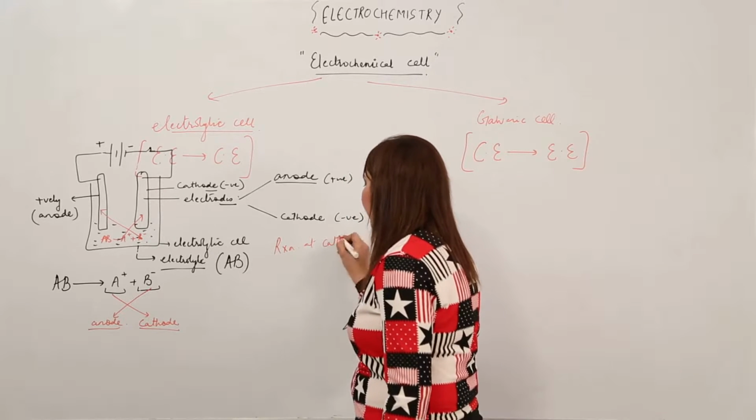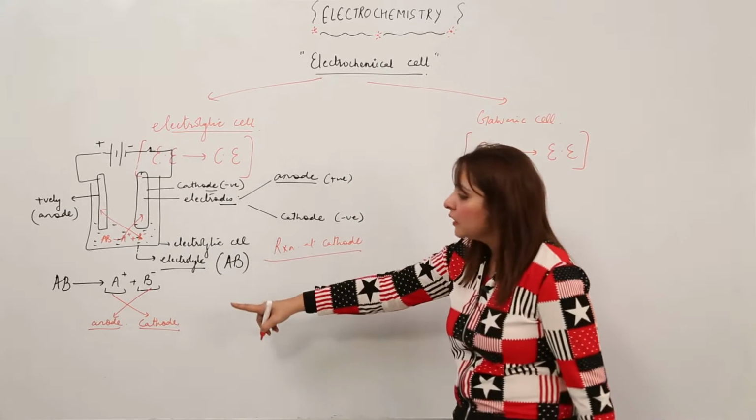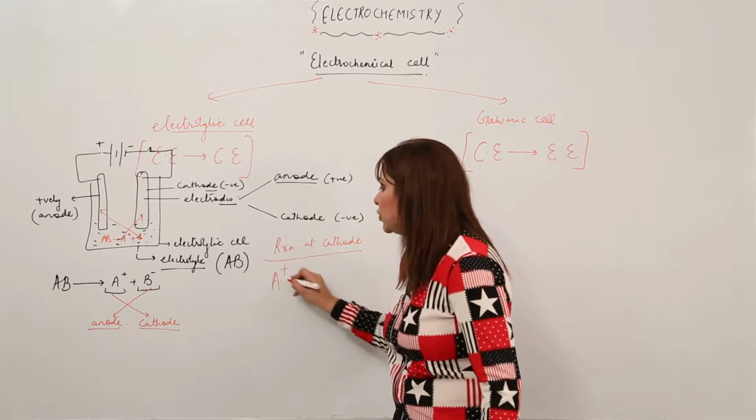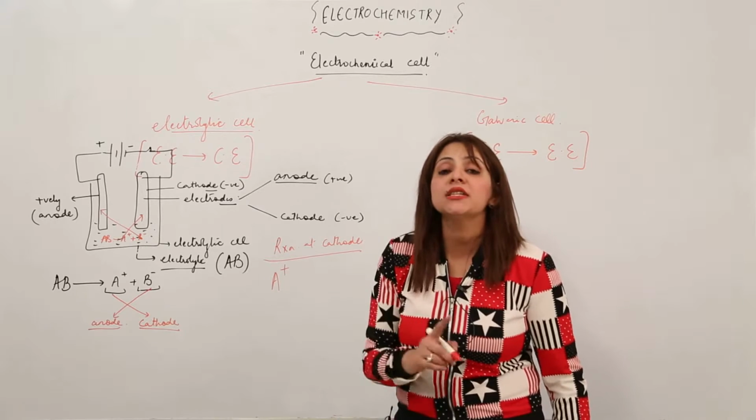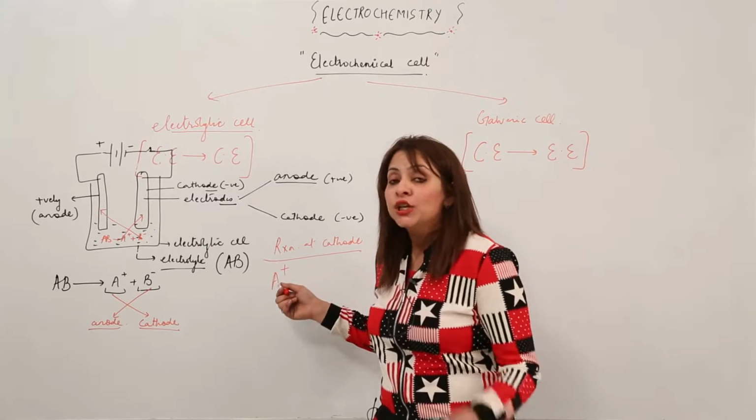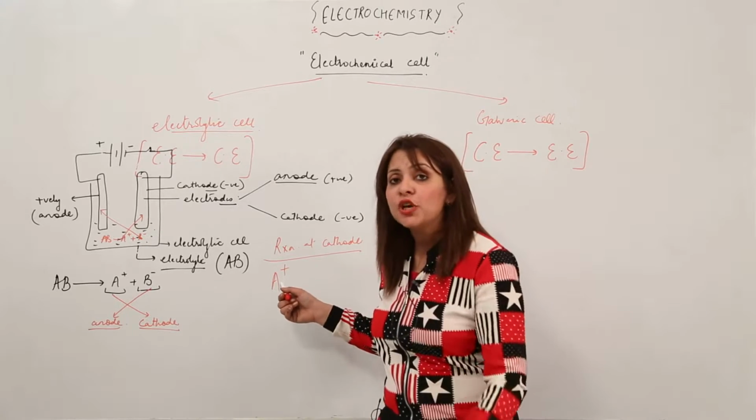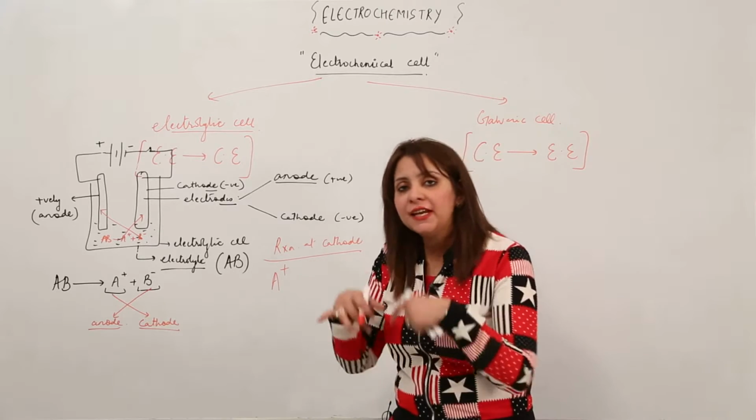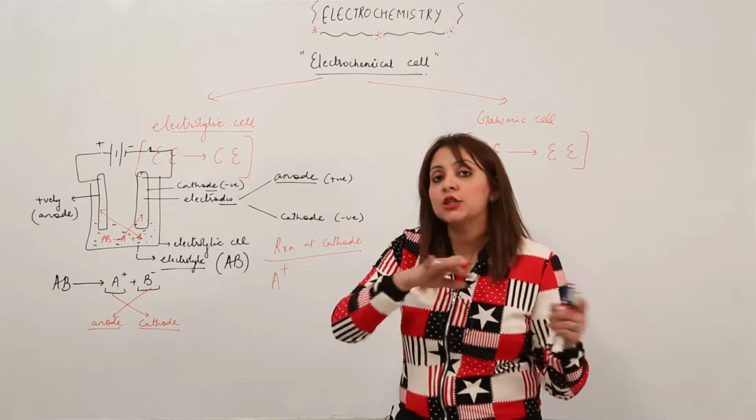So what kind of reaction occurs at the cathode? When this A positive moves to the cathode, that means this is a positively charged ion, so it has lost its electron. And how many electrons? It is equal to the number of charge it possesses. As you can see, there is only one positive charge, so it has lost one electron. Here it will just gain back the electron which it has lost earlier.